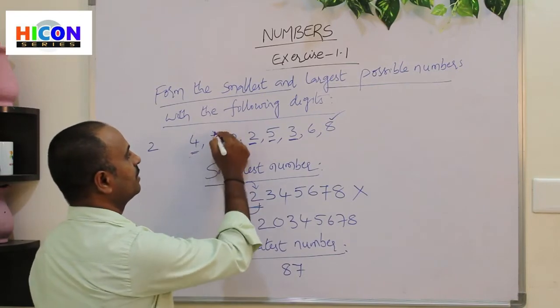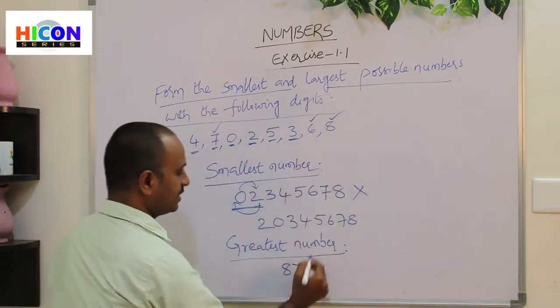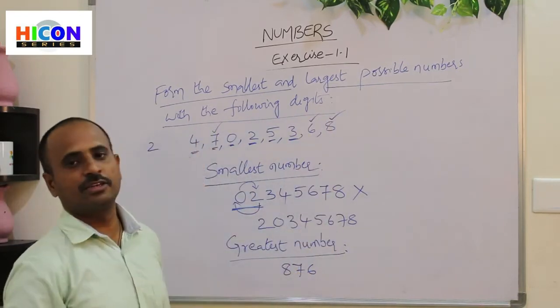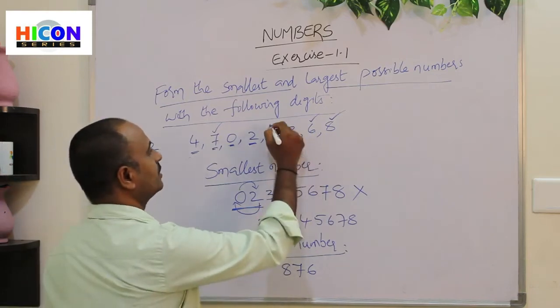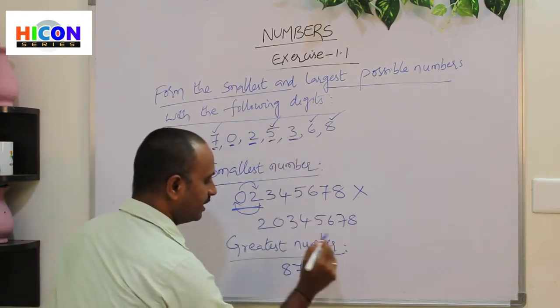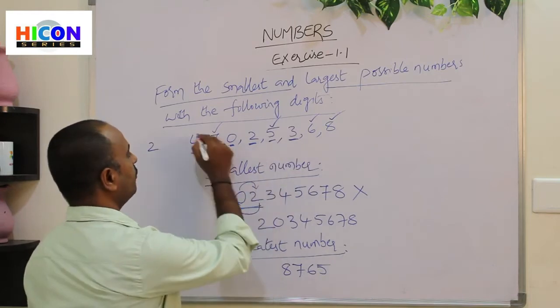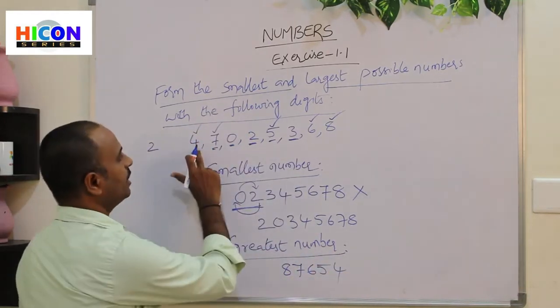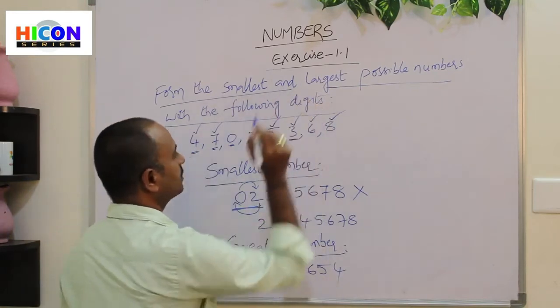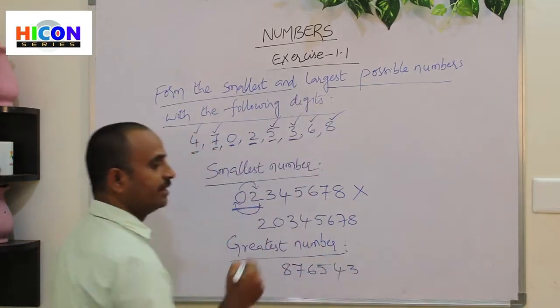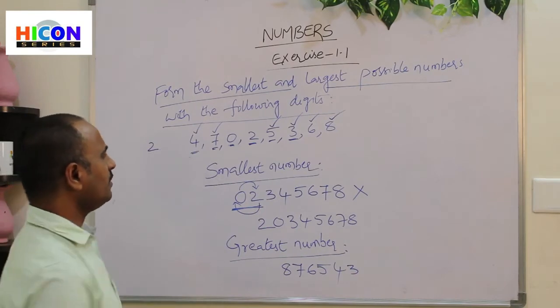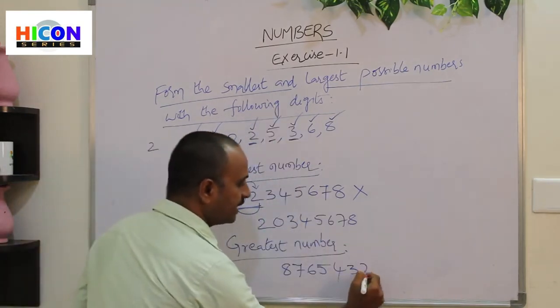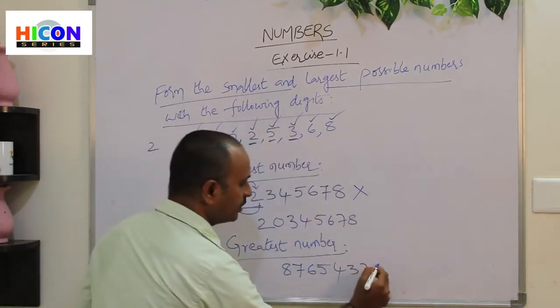And after 7, which one is the greatest? 6 is the greatest. So write 6 in the third place. And after 6, 5 is the greatest. So write 5 in the fourth place. After 5, 4 is the greatest. So write 4 in the fifth place. And after 4, which one is greatest? 3 is the greatest. So write 3 in the sixth place. And after 3, 2 is the greatest. And after 2, 0 is the greatest.